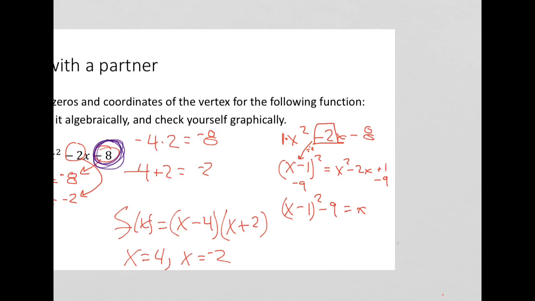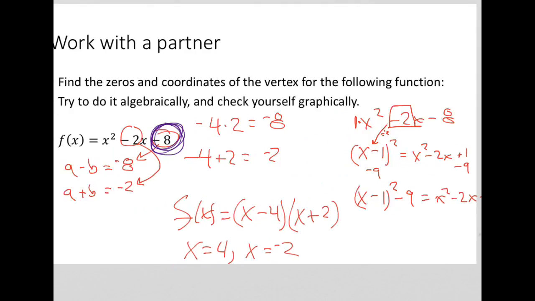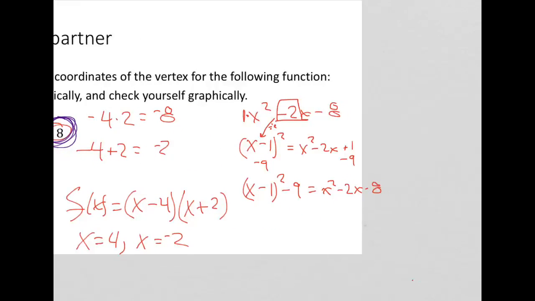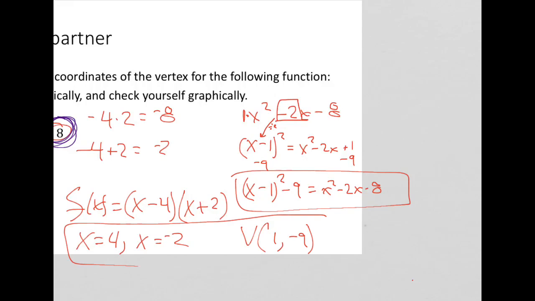And you can see, if I then simplify this side out, that it does indeed give me the same equation that I started with. So, again, the whole point of vertex form is I can look at this and say, okay, well then my vertex will occur when x is positive 1 and y is negative 9. Sweet, so I believe I'm done.